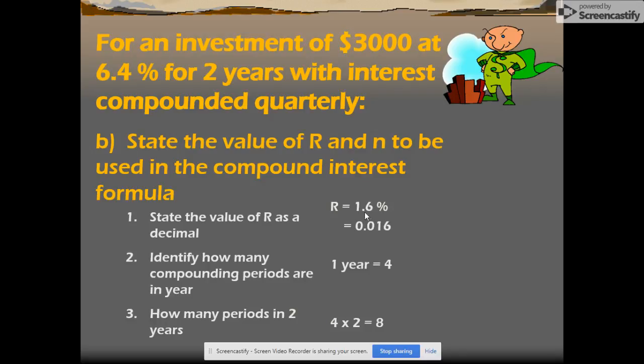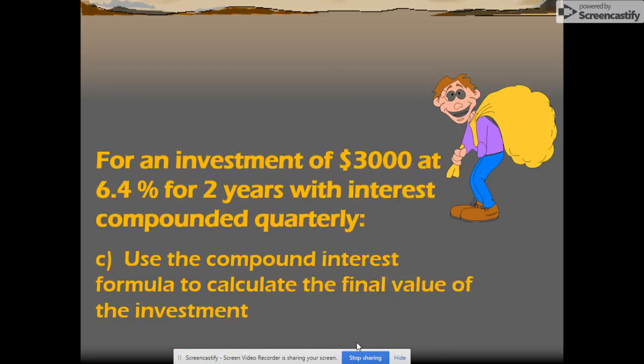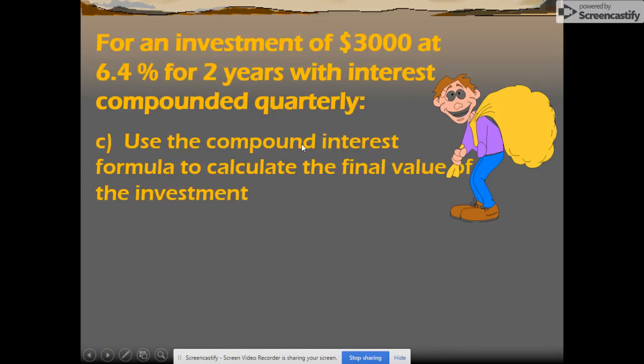Our new rate is going to be 0.016. Okay, so you've worked out all your figures so that you can now actually do this. And again, pause me here, write this out so that you can follow the instructions. So then N, our little number at the top, is equal to 8. Right, so now use the compound interest formula to calculate the final value of the investment.